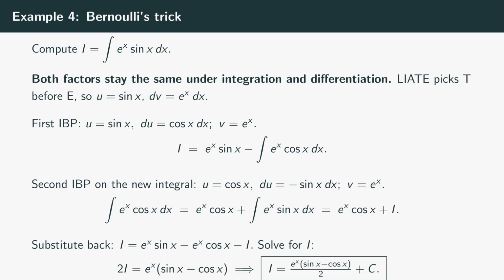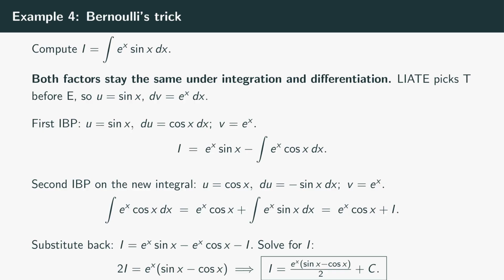First parts, I equals e^x sin x minus the integral of e^x cos x dx. Notice, the new integral is not obviously easier than the old one. It's still a product of an exponential and a trig function. Have we made progress? Apply parts again to the new integral.